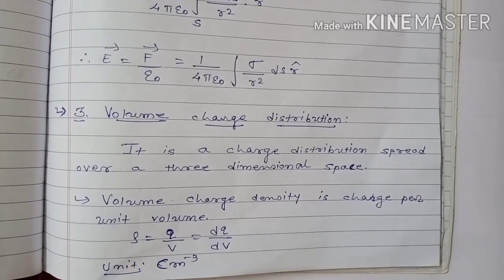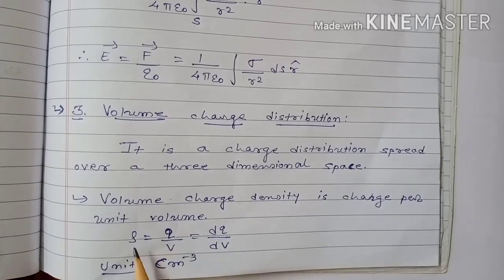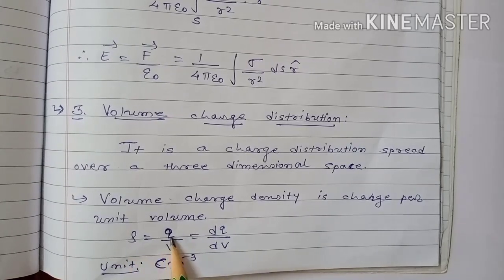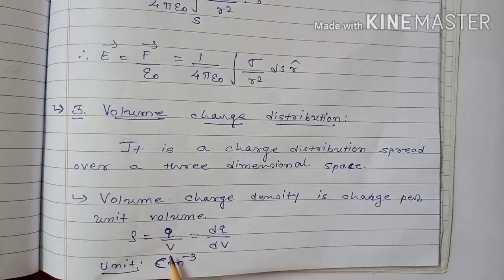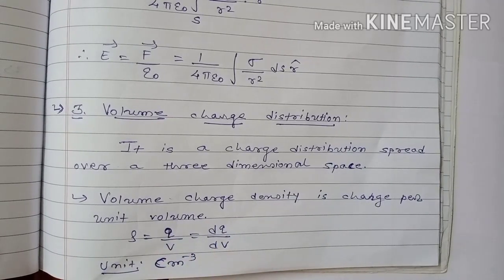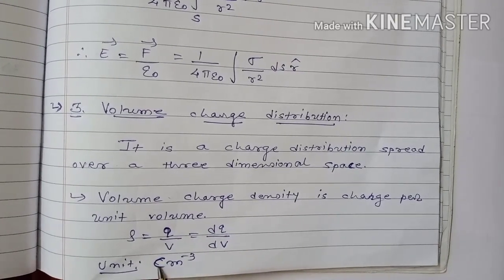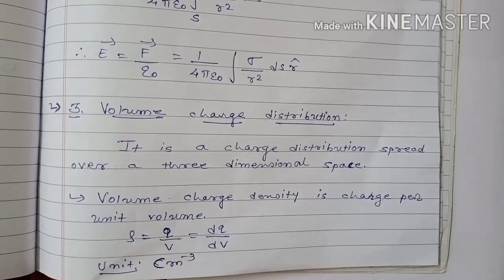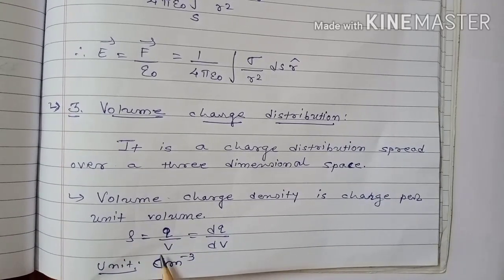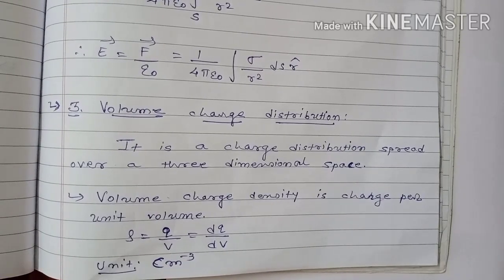Linear charge density is denoted by lambda. Surface charge density is denoted by sigma. So rho is equal to charge per unit volume. Charge, that is q, volume, that is v. If we consider a small element, then it is dq by dv. Unit will be coulomb per meter cube. Unit of charge, that is coulomb. Unit of volume, length into breadth into height, that will give you meter cube. So coulomb per meter cube is the unit of volume charge density.